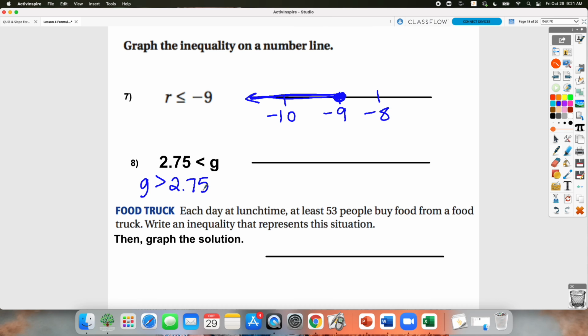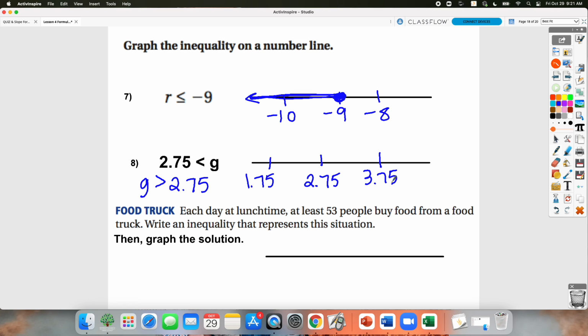So then which numbers do I need to show on my number line? 2.75. Okay, so I have 2.75. What could I put to the left of 2.75? No, 3.75. To the left? No, oh, sorry. 1. Yeah, we could put 1.75 to the left. And then 3.75.